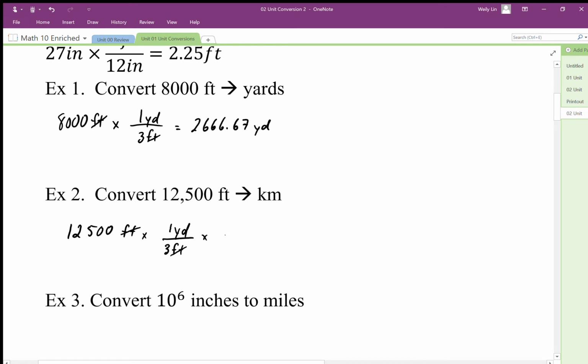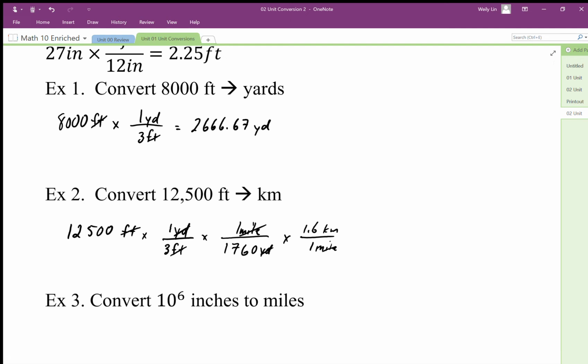So I'm going to say that I have 1760 yards, and that's equal to 1 mile. So the yards cancel out, and then I'm going to use 1.6 kilometers for 1 mile. The miles cancel out, and then I have times on top, divide on bottom. So let's see what we end up with.